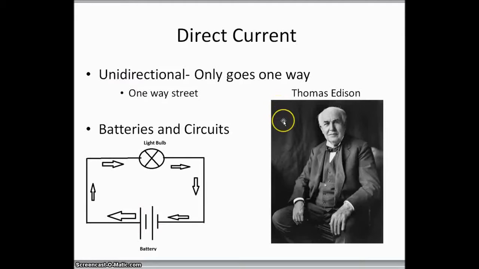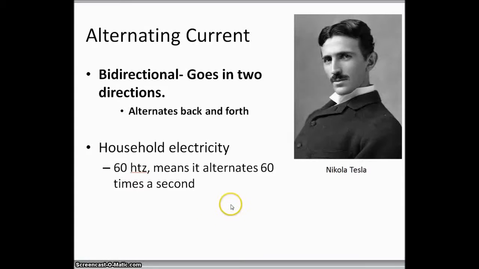This was made famous by Thomas Edison. Thomas Edison is the one that really tried to use this with their houses and almost powering towns with it. He almost did it exclusively with direct current. But what happened is this man came along, and his name was Nikola Tesla. And he came up with this thing called alternating current. Nikola Tesla actually now has a car named after him, the Tesla.